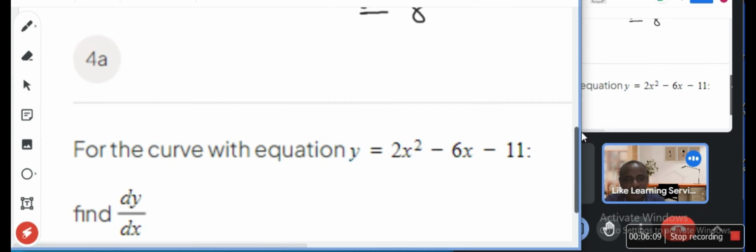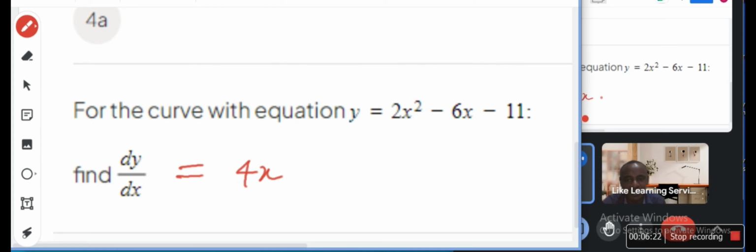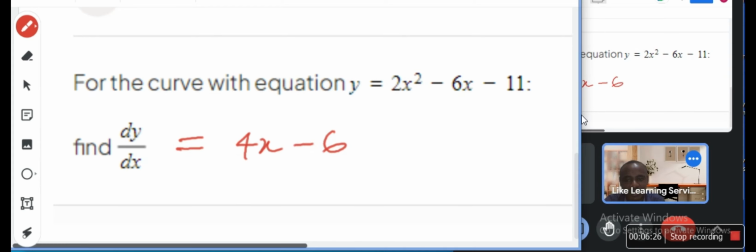For the curve with the equation given, find dy over dx. That's very easy. The dy over dx is simple, isn't it? Yes, sir. It will be 4x, minus 6. That's all.